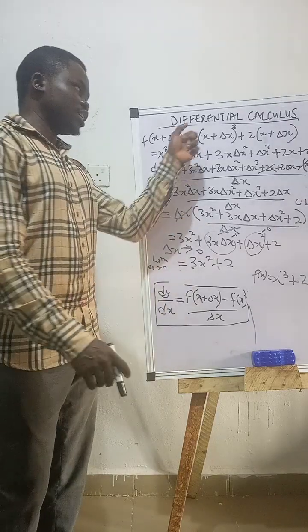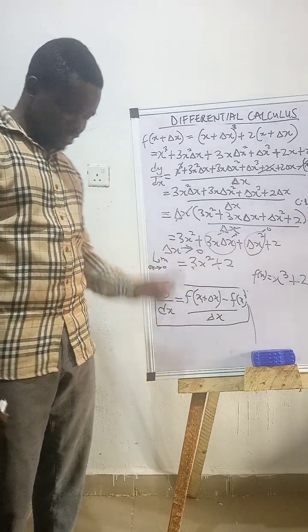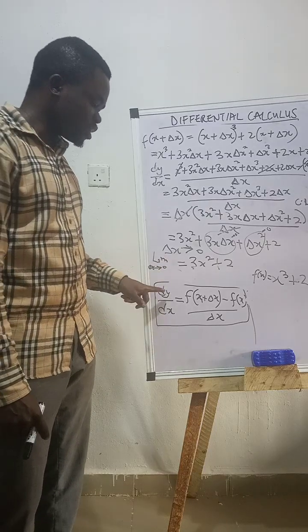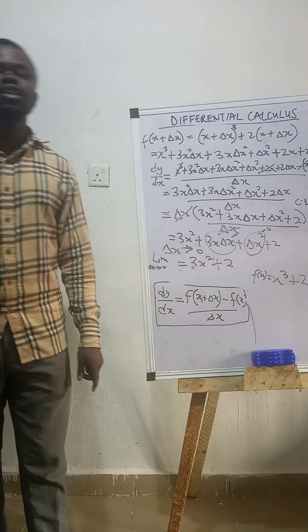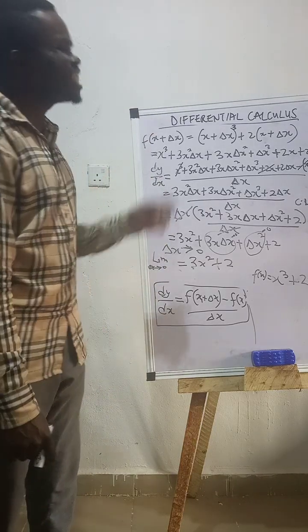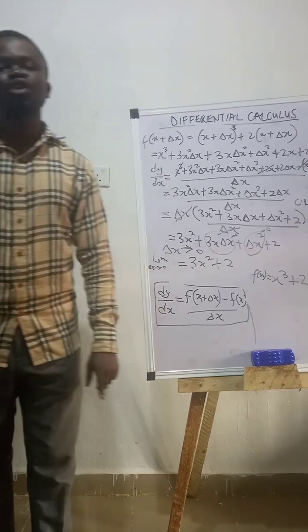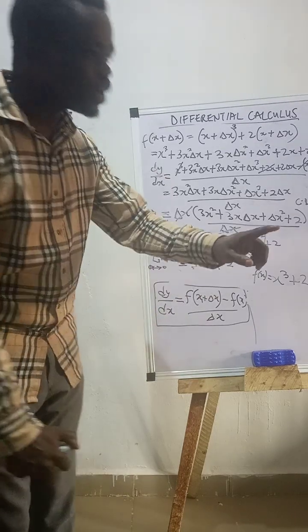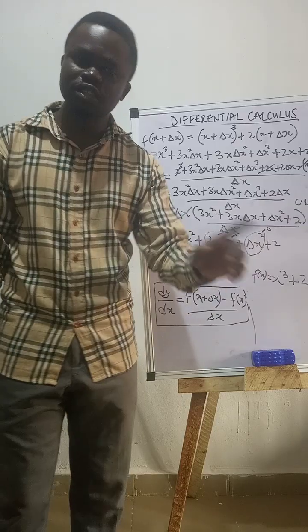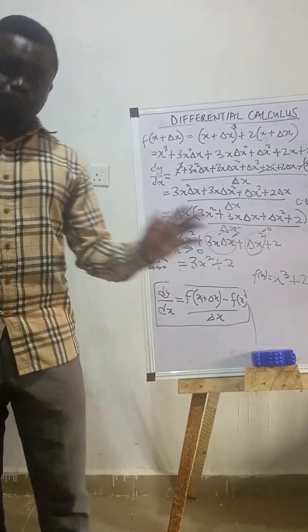First principles. It's a change in x, change in y with respect to x. That's dy over dx. Change in y with respect to x, as x is changing also. So it's increasing y over increasing x, or decreasing y over decreasing x. That's what it's about. Is that okay?